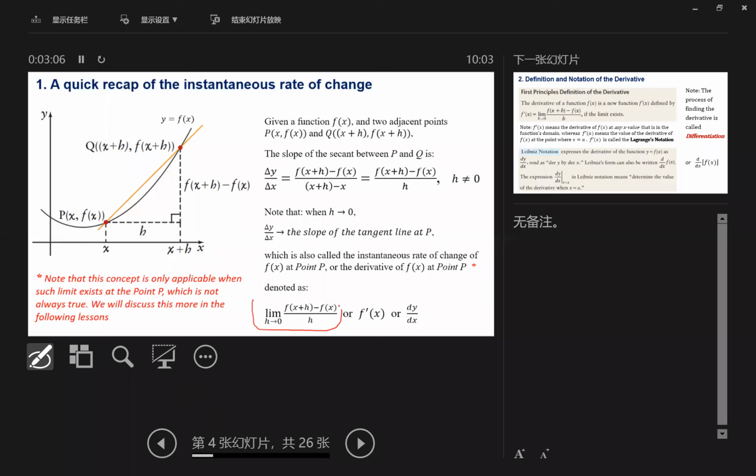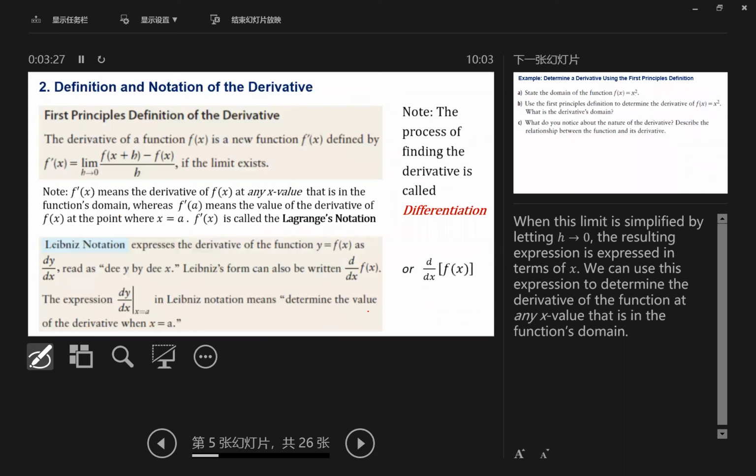Be careful with this definition here. And we denote this limit as the derivative of f(x): f prime of x, or dy by dx. Both of these two notations are the derivative of f(x). Okay, so let's have a look at the definition and notation of the derivative more formally. First, let's have a look at the first principles definition of derivative.